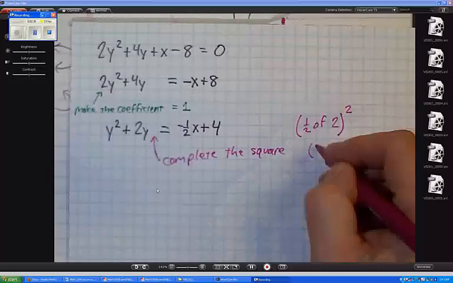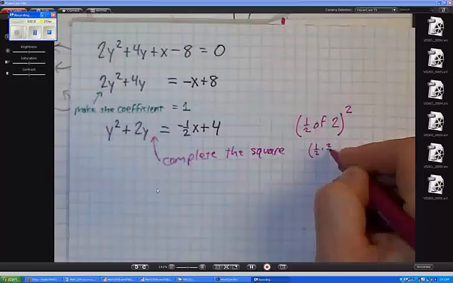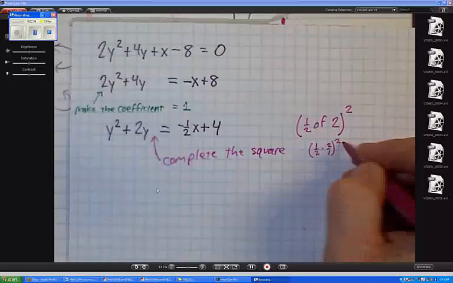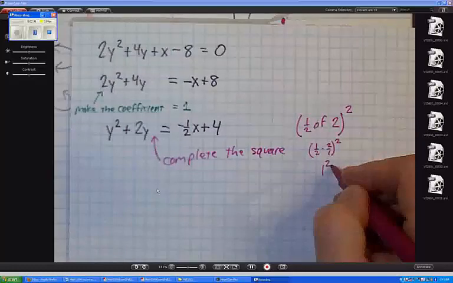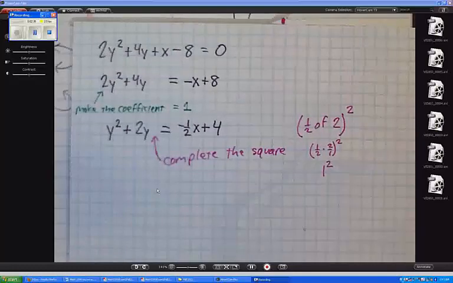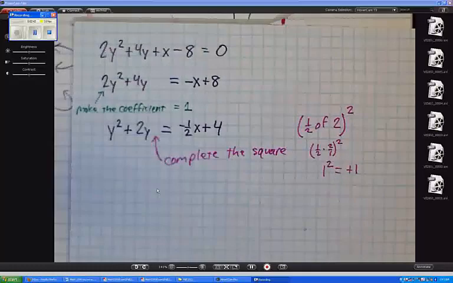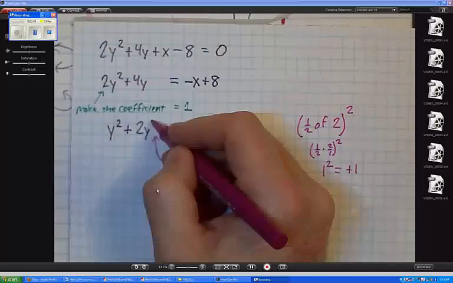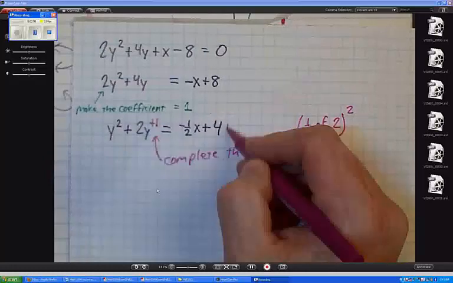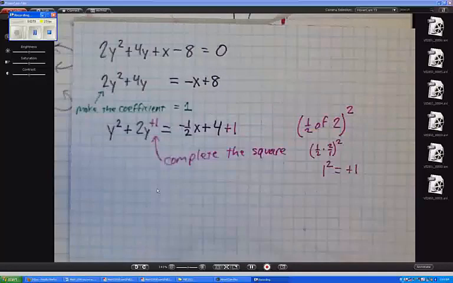But that's okay. Just for the sake of time, it's good to have something we can actually do. So I need a 1 squared, which is plus 1. I need to add 1 to both sides. Does this make sense, people? So I'm going to add 1 over here, and I'm going to add 1 over here. This okay? So now what do we have?